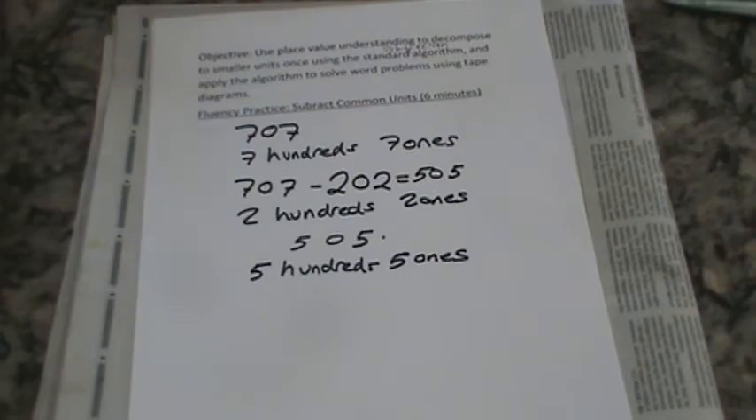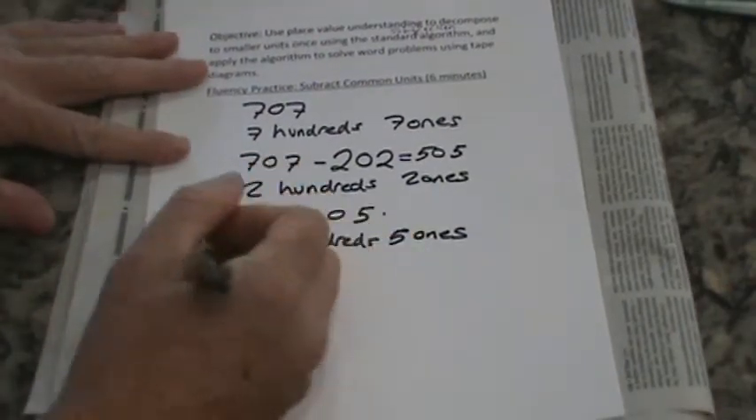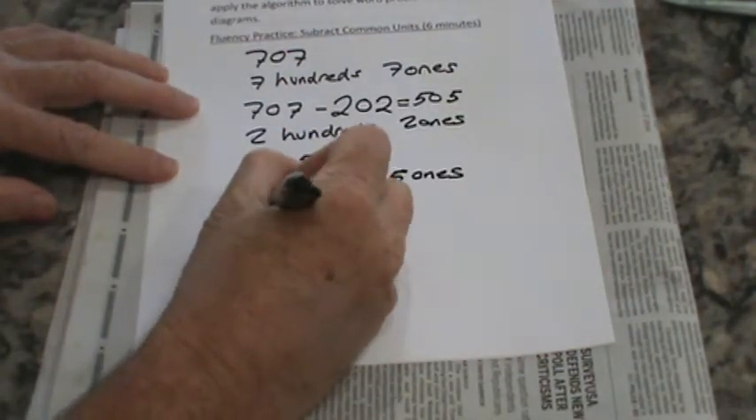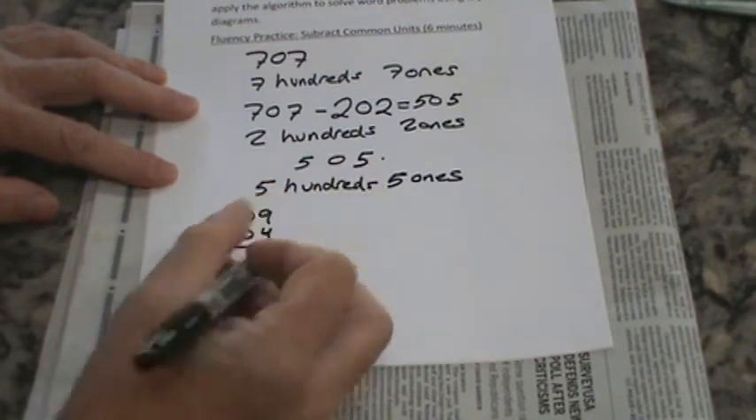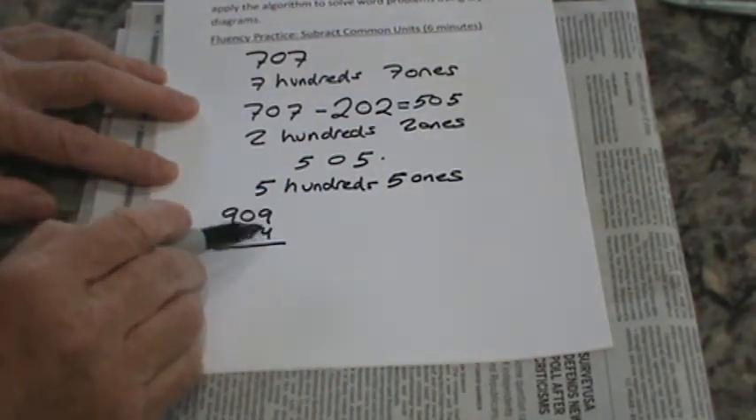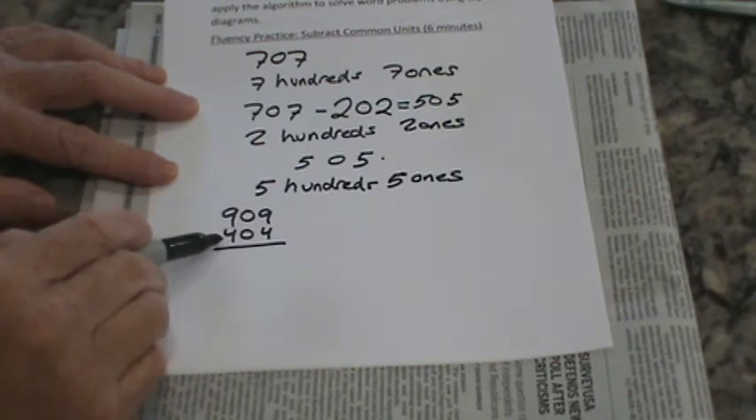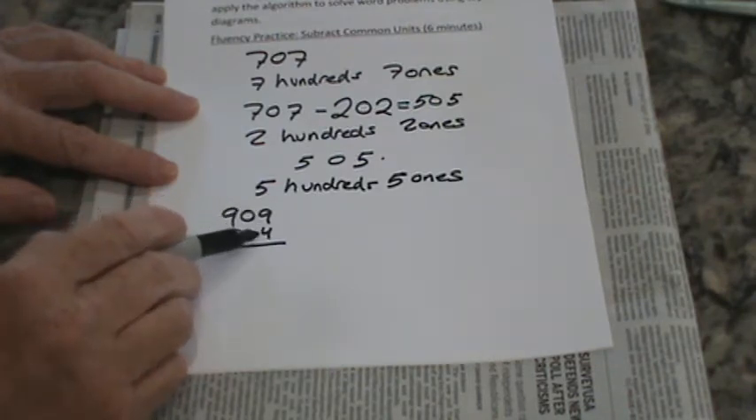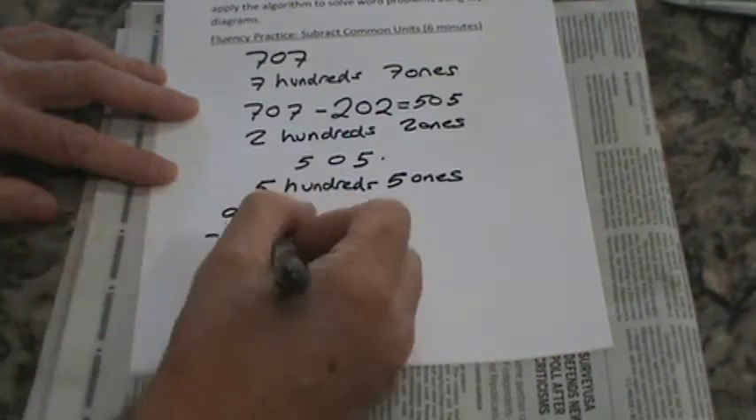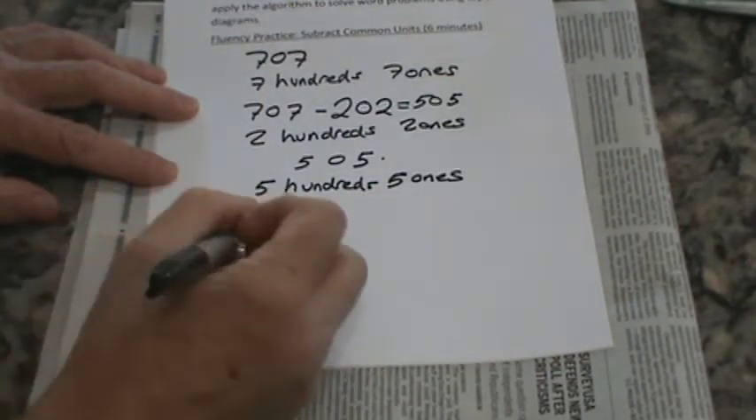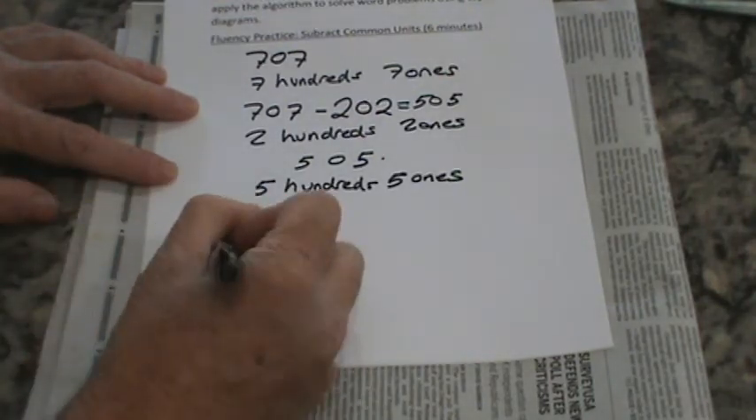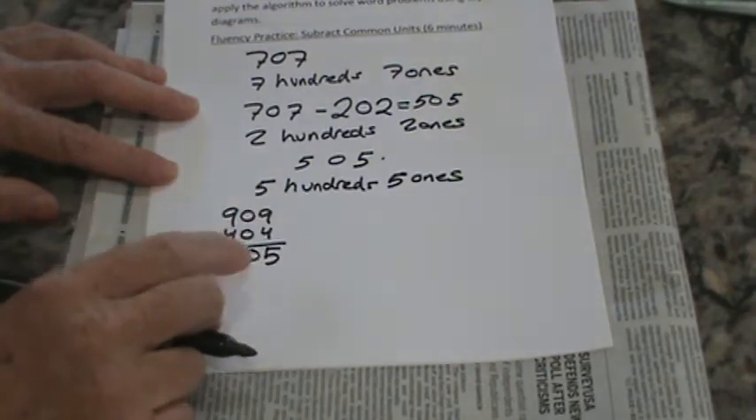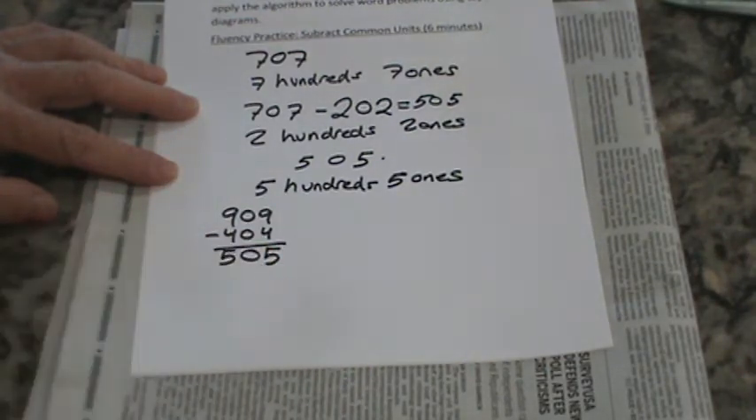But let's take a look at some more subtraction before we move on. And we're going to do these vertically using the standard algorithm. 909 minus 404. So we have 9 ones, 4 ones, 0 tens, 0 tens, 9 hundreds, 4 hundreds. So 9 ones minus 4 ones equals 5 ones. 0 minus 0 is 0. 0 tens minus 0 tens. 9 hundreds minus 4 hundreds is 5 hundreds, and there we have it. 505. 5 hundreds, 5 ones.